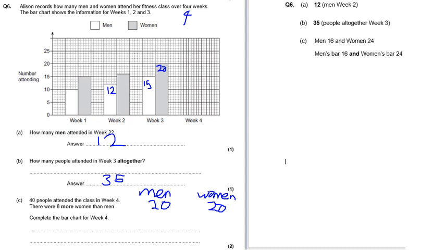So I'm just going to play with the numbers, draw a sketch. I'm thinking, well, if it was 18 men and 22 women, we can see here the difference is 4. So that's not right, but I'm getting close. So I'm just going to try 2 different numbers. And now here, can you see that the difference between 16 and 24, the difference is 8. So I'm happy with that. So that's the answer. Now complete the bar chart.